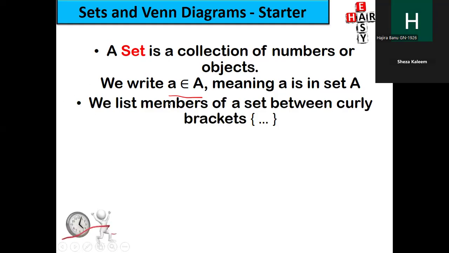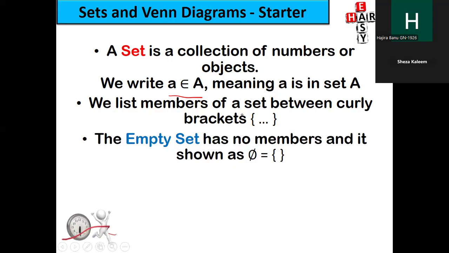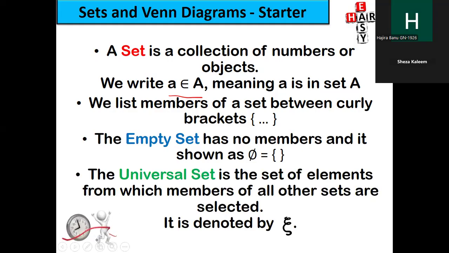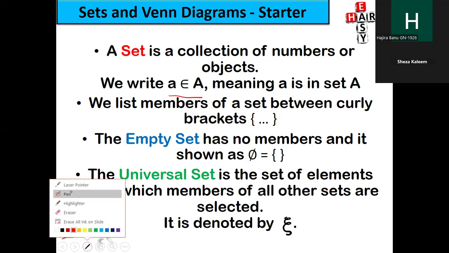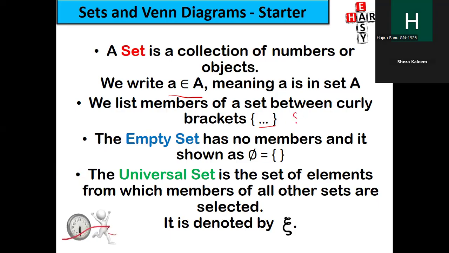We list members of a set between braces. So how do we write a set? To write a set, we use curly brackets, and then we separate each element with a comma. Suppose set A has element a, element b, element c. So these three are the members of set A.